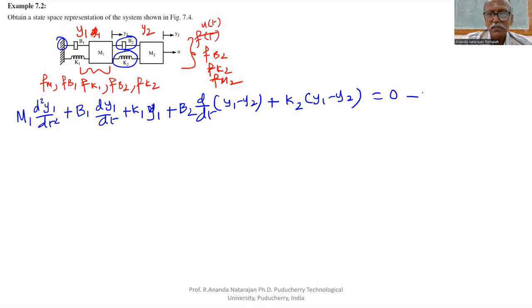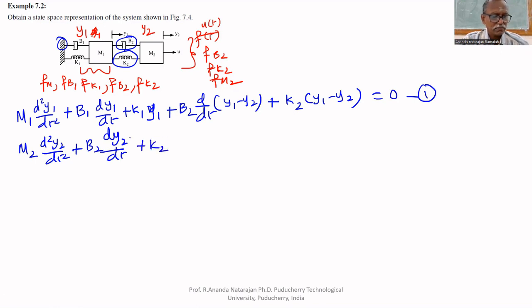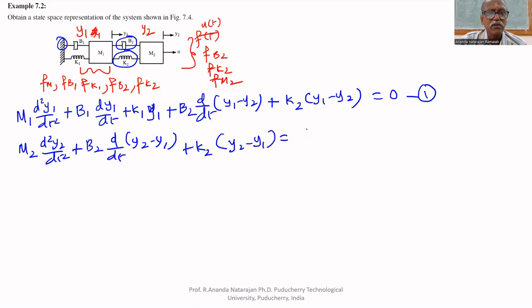This is the first equation. The second equation is M2 d square y2 by dt square plus B2 dy2 by dt plus K2, plus B2 d by dt of y2 minus y1, because both ends are moving, and K2 times y2 minus y1 equal to the applied force U of t. This is the second equation.